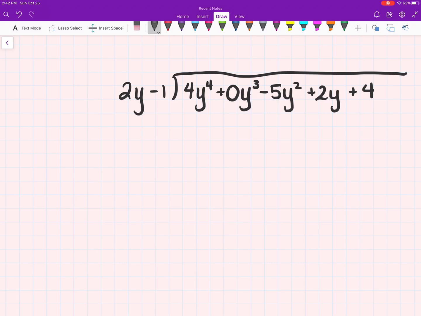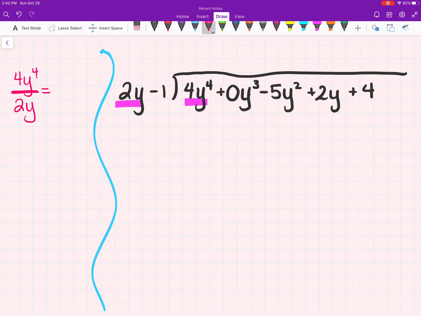Okay? Now again, there's a thinking process that happens. I'm going to look at my first term, 4y to the 4th, and I'm going to divide it by 2y. So I'm going to take over here, either in my thinking or on a scrap piece of paper, 4y to the 4th divided by 2y.